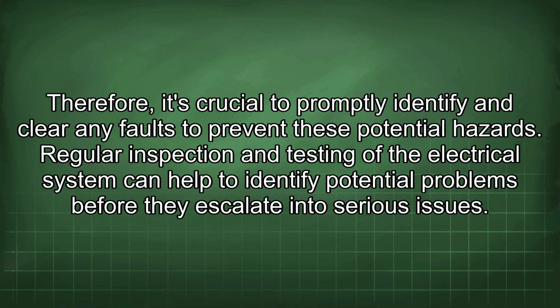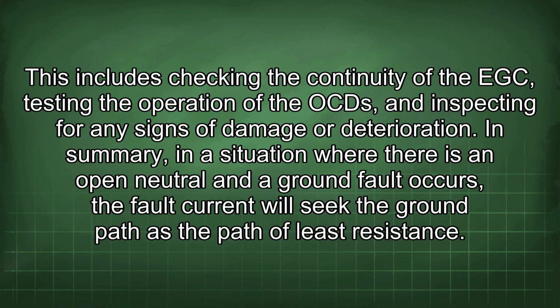Therefore, it's crucial to promptly identify and clear any faults to prevent these potential hazards. Regular inspection and testing of the electrical system can help to identify potential problems before they escalate into serious issues. This includes checking the continuity of the EGC, testing the operation of the OCD, and inspecting for any signs of damage or deterioration.